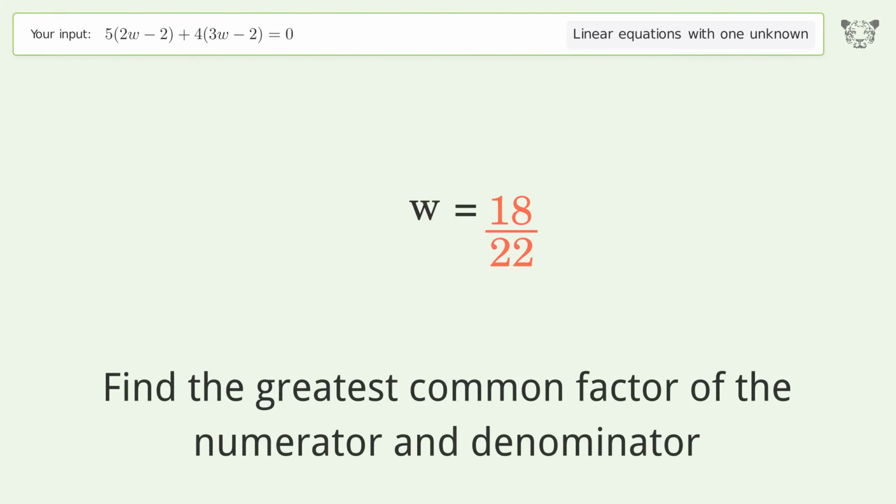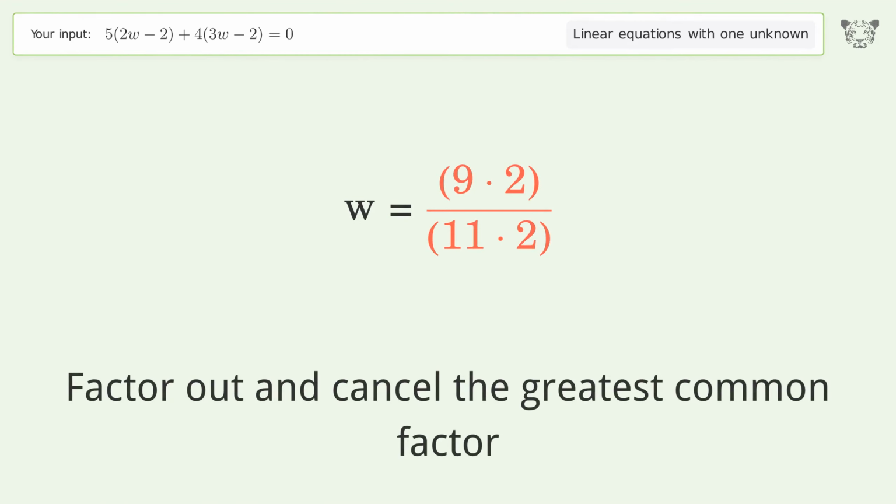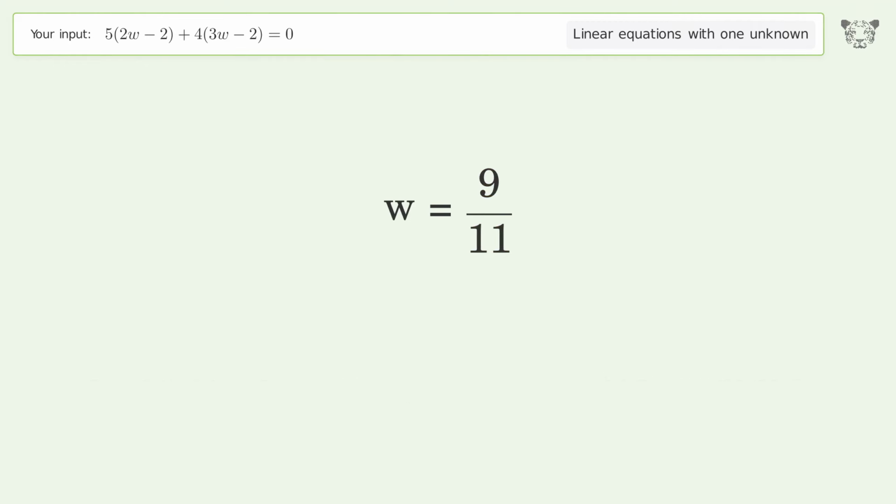Find the greatest common factor of the numerator and denominator. Factor out and cancel the greatest common factor. And so the final result is w equals 9/11.